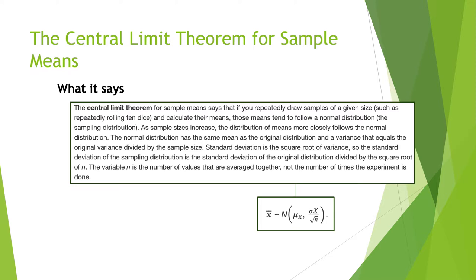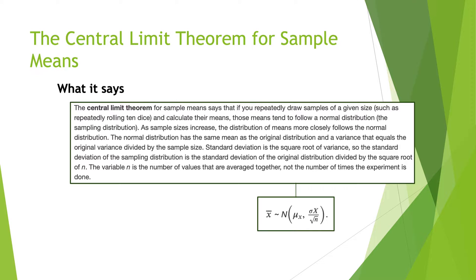The normal distribution has the same mean as the original distribution, and the variance equals the original variance divided by the sample size. So standard deviation is the square root of variance. The standard deviation of the sampling distribution is the standard deviation of the original distribution divided by the square root of n. The variable n is the number of values that are averaged together.